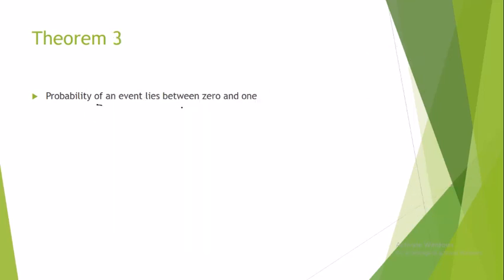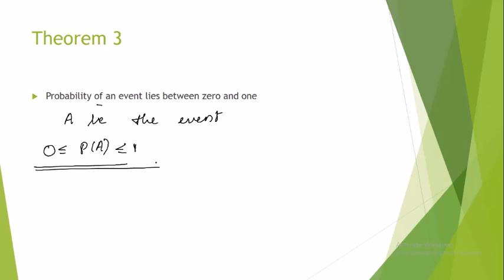Now let's have a look at the third theorem. The probability of an event lies between 0 and 1. Now let A be the event. What does the theorem state? The probability of an event lies between 0 and 1. So that means we have to prove that 0 is less than or equal to P of A, which is less than or equal to 1. So this I'm going to give to you as an exercise. Please do come up with the proof.